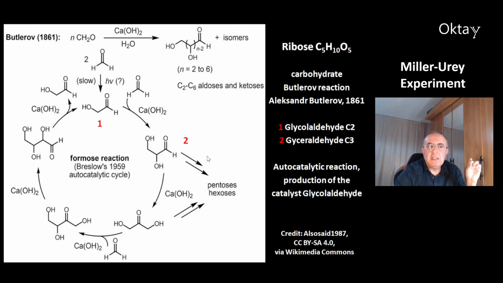You get glyceraldehyde, which is a C3 molecule. And if you complete this cycle, you get 2 glycolaldehyde molecules out of 1. It's called an autocatalytic reaction because one cycle produces 2 of the catalysts, or 1 more catalyst. So over time, this reaction will happen faster and faster. And here you can make the pentoses like ribose or hexoses.